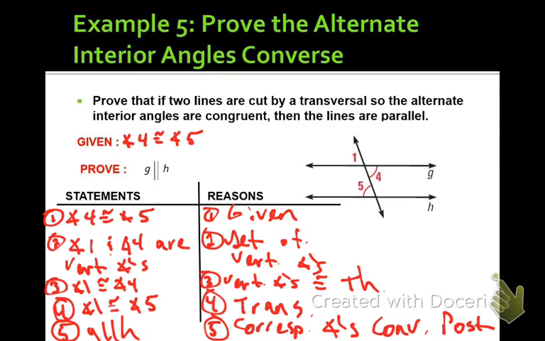Okay, so we've proven the alternate interior angles converse theorem, so we're okay using it from here on out. Okay, all right. Any questions so far about these converses?